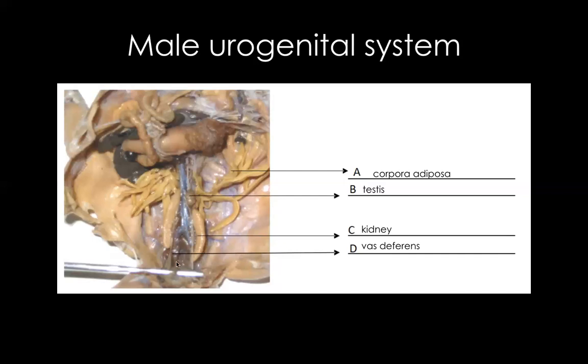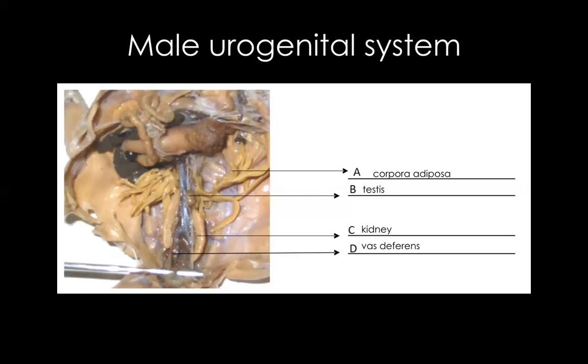Now, another interesting structure here would be the fat bodies or the corpora adiposa. So these are yellowish finger-like structures that serve as additional sources of nutrition, especially during reproduction, mostly because during the reproductive season, toads often forget to eat, and thus they would need additional sources of energy.